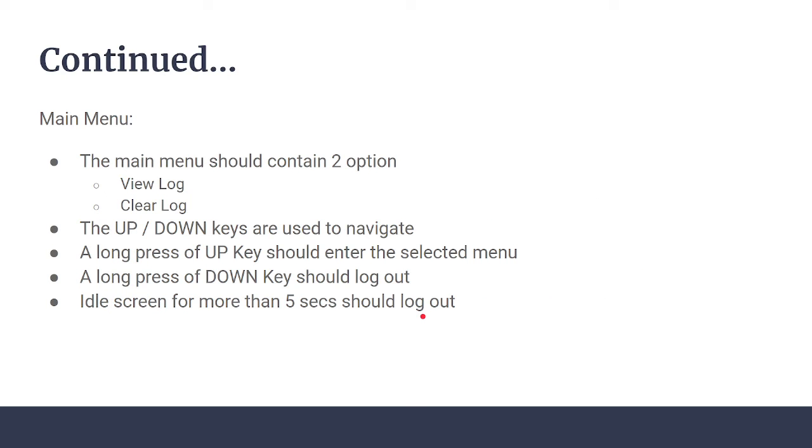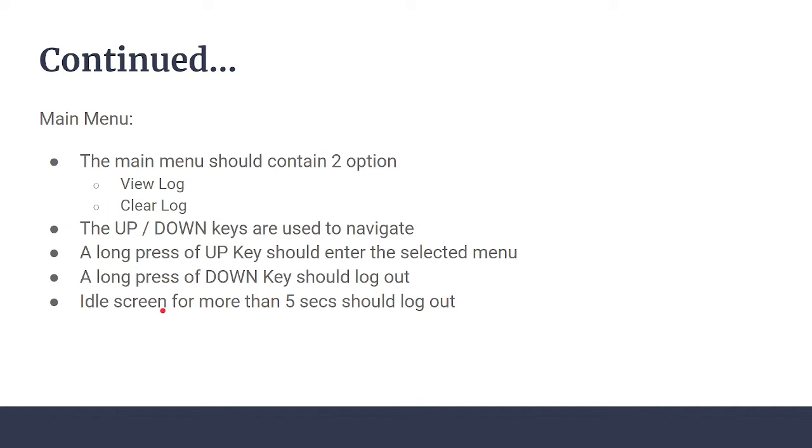So let's see next requirement, main menu. The main menu should contain two options, view log and clear log. The up and down keys are used to navigate through this main menu. A long press of up key should enter selected menu. A long press of down key should log out. Idle screen for more than 5 seconds should log out.